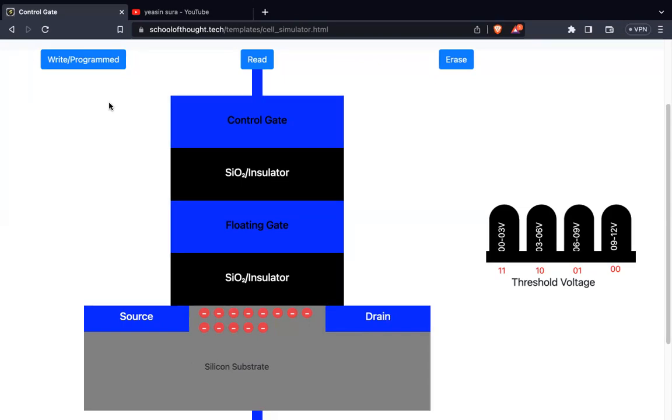So a single level cell can only store 1 bit of information, and a multi-level cell can store 2 bits of information. For a triple level cell, we understand that it can store 3 bits of information.